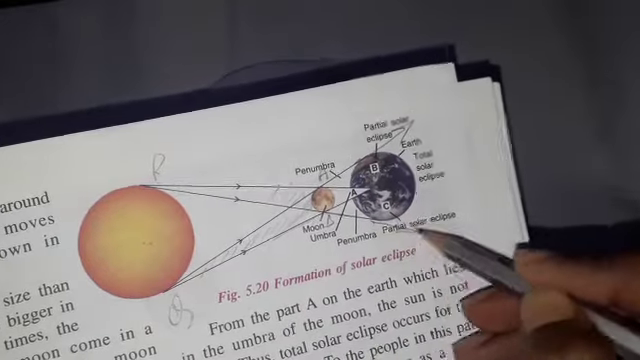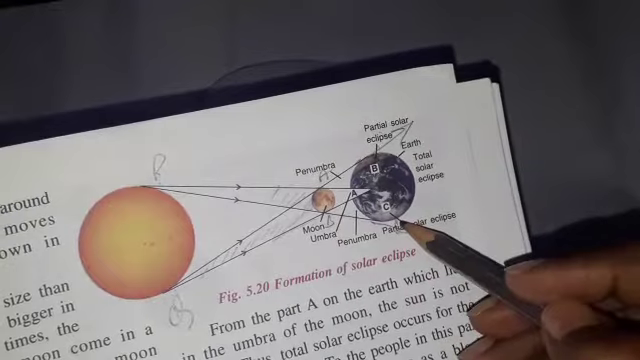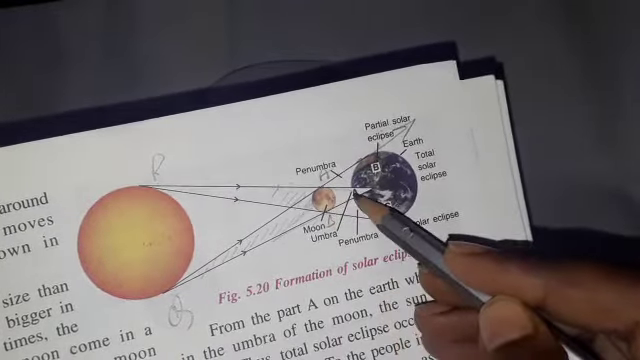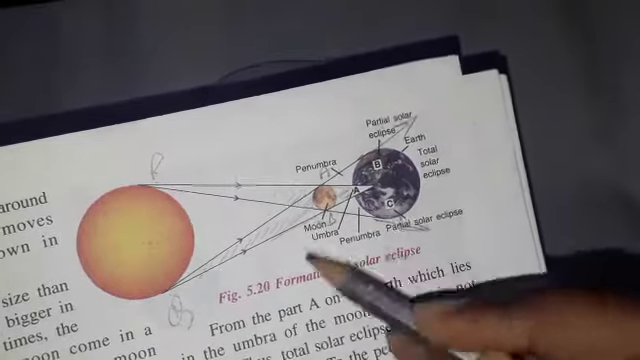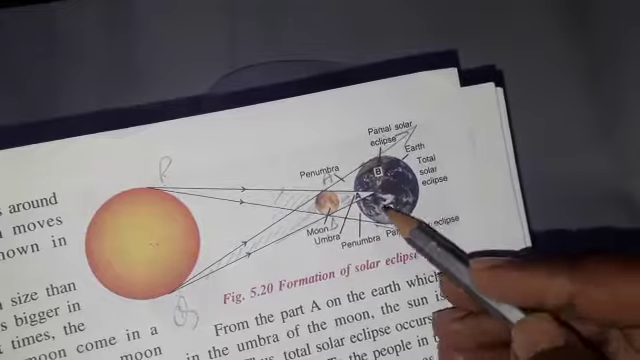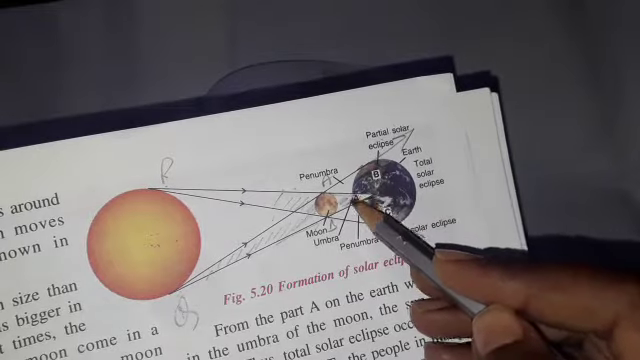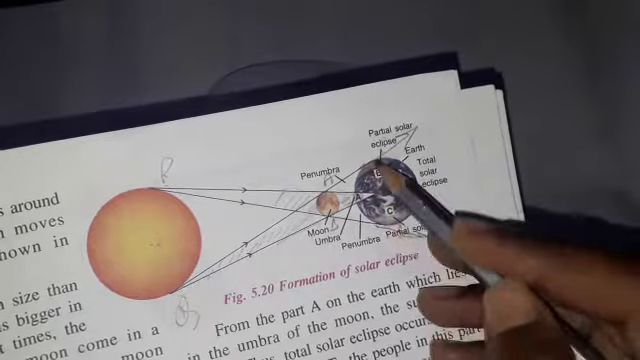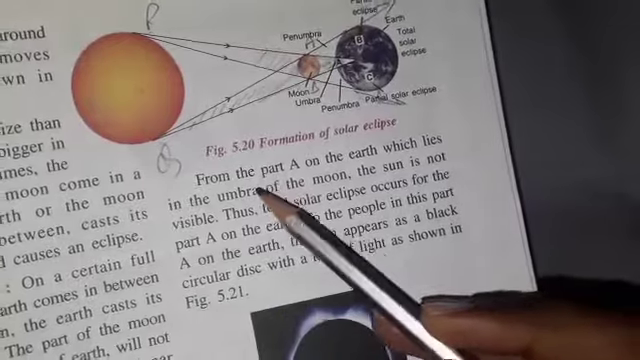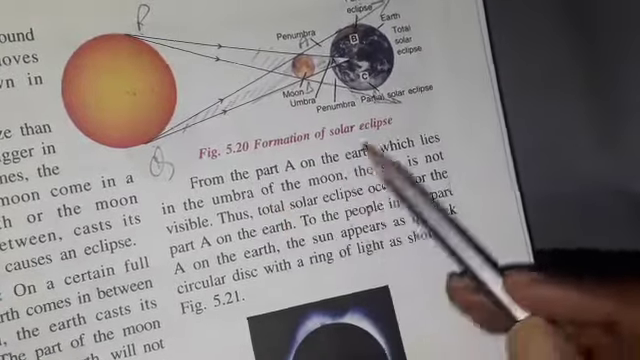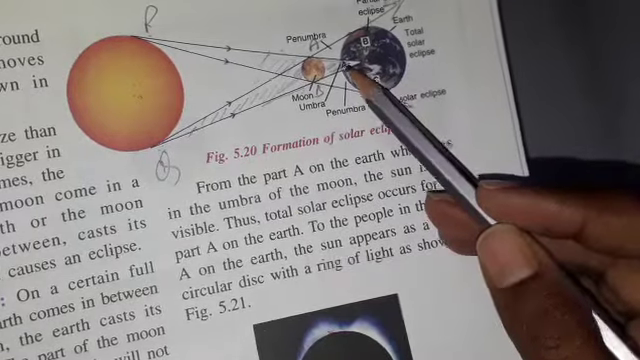So you all know these two rays form penumbra, and these two rays which are coming inside form umbra. So class, this is point A, this is point B, this is point C. This is the point where your umbra is formed, and the rest of the part is for penumbra. So now let's understand. Part A on the earth lies in the umbra of the moon. So class, this is the umbra.